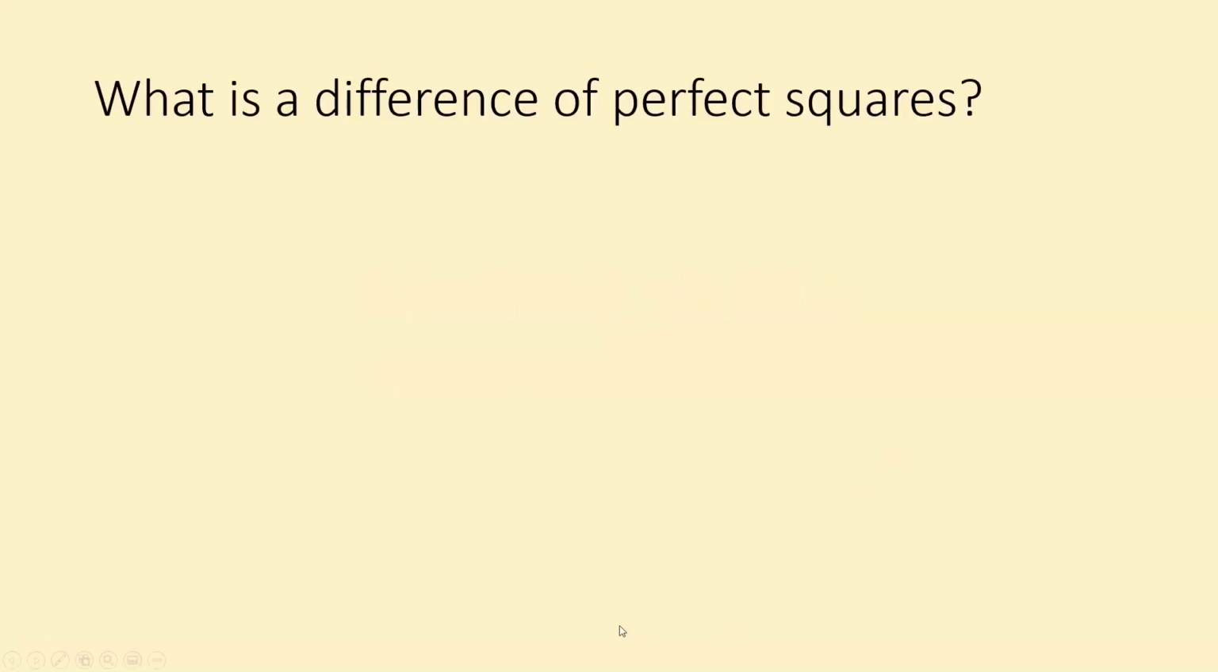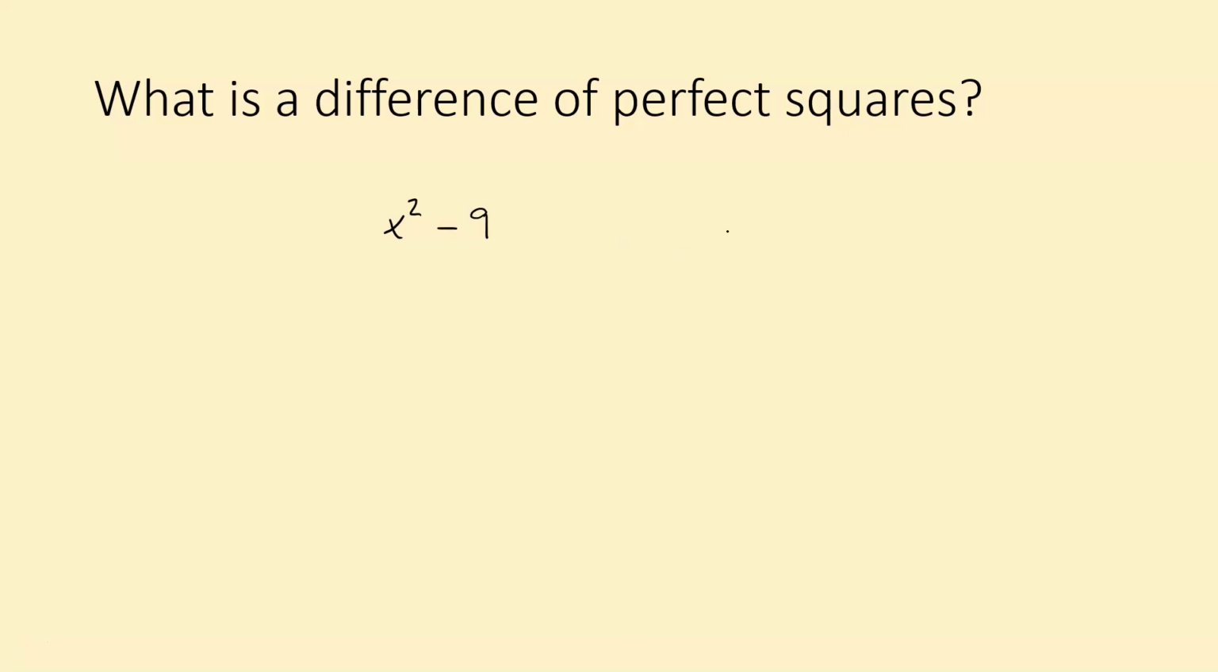So what is a difference of perfect squares? A difference of perfect squares is something like this, and it's exactly what it says it is. A difference means we are subtracting, right? And perfect squares meaning we're subtracting two perfect squares. Here we have x squared, that's a perfect square, and 9 is also a perfect square. That is, 3 squared is the same as 9.